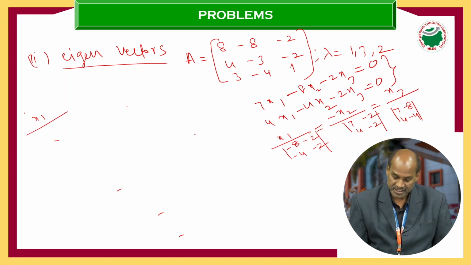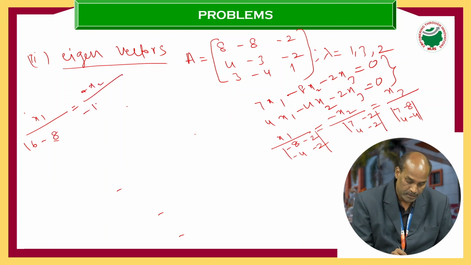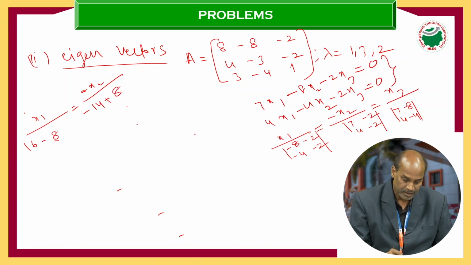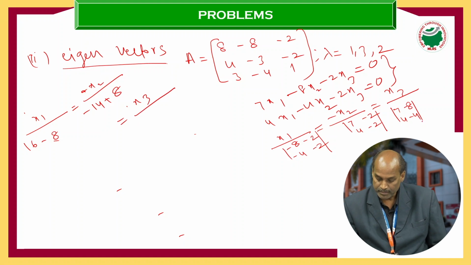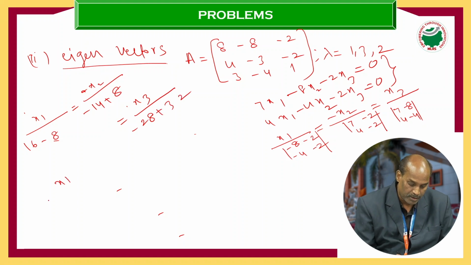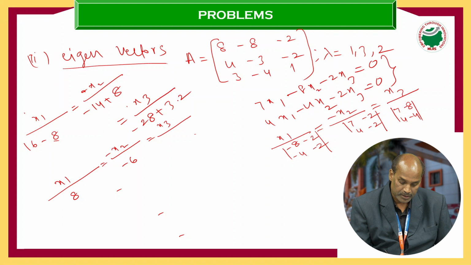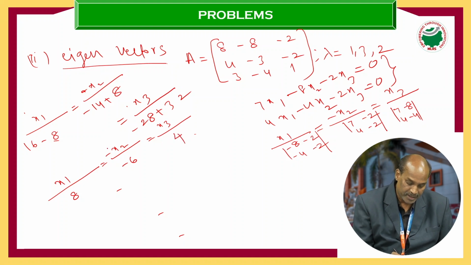Now we get x1 by the determinant of this: 16 minus 8, equals minus x2 by the determinant 7 times minus 2 minus 4 times minus 2, that is minus 14 plus 8, equals x3 by the determinant 7 times minus 4 minus 4 times minus 8, that is minus 28 plus 32. Finally x1 by 8, equals minus x2 by minus 6, equals x3 by 4. Now cancel the minus signs.